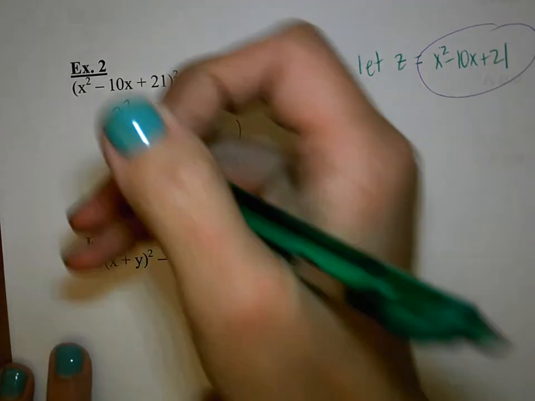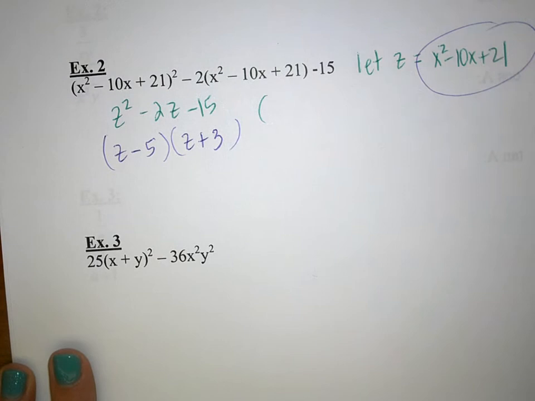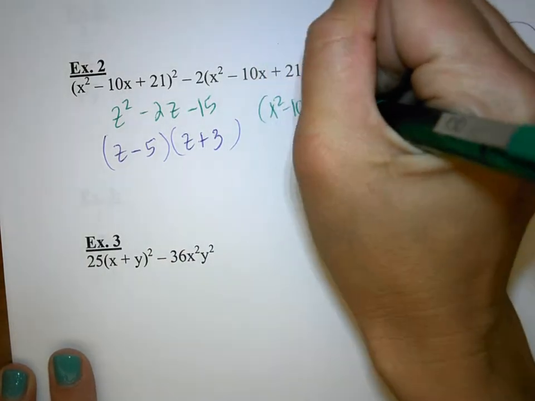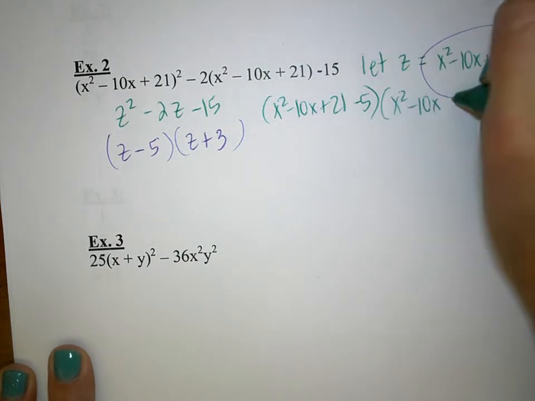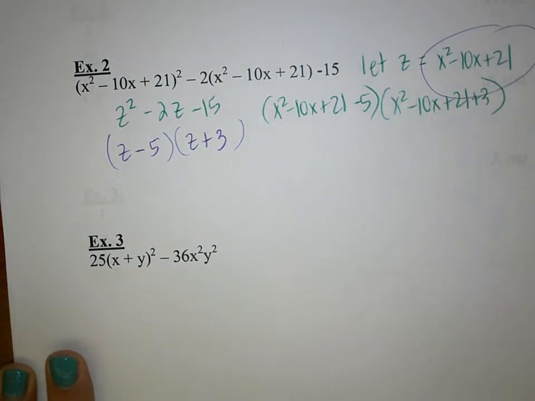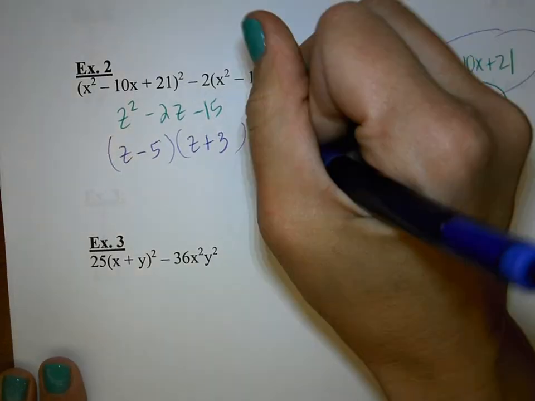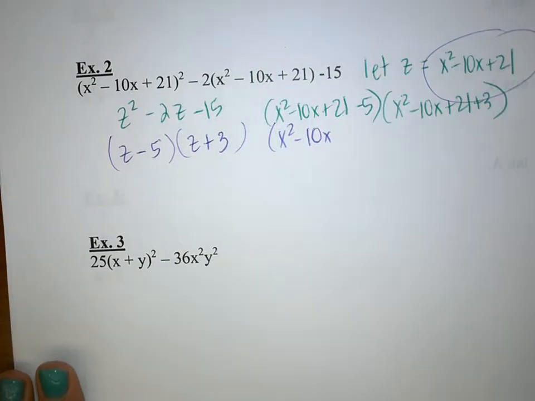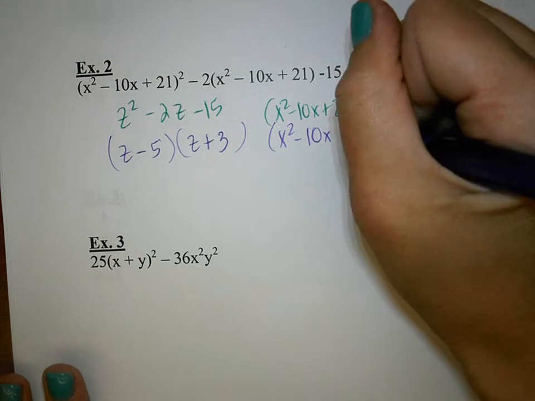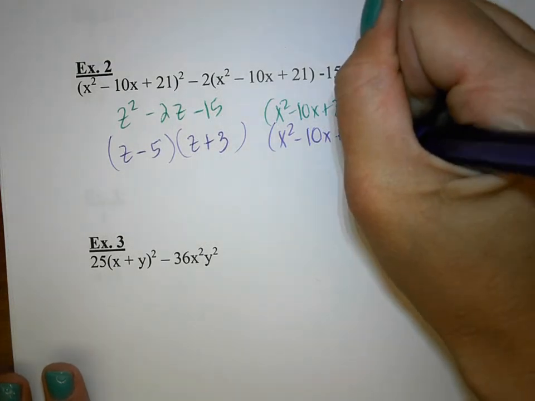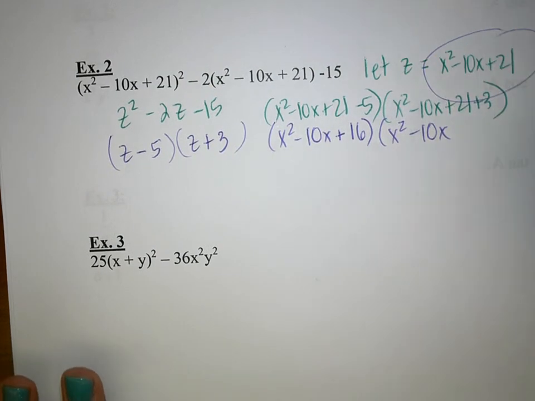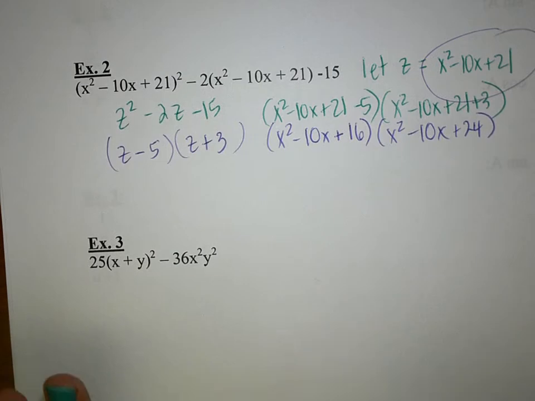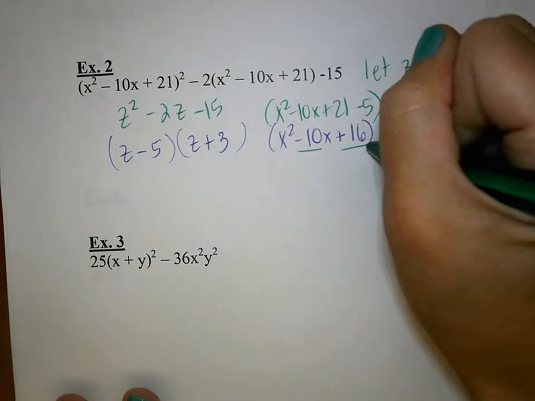So, x squared minus 10x plus 21 minus 5, and x squared minus 10x plus 21 plus 3. Then we simplify. X squared minus 10x and 21 minus 5 is what? 16. And x squared minus 10x and 21 and 3 is 24. Okay, so now, factor them.